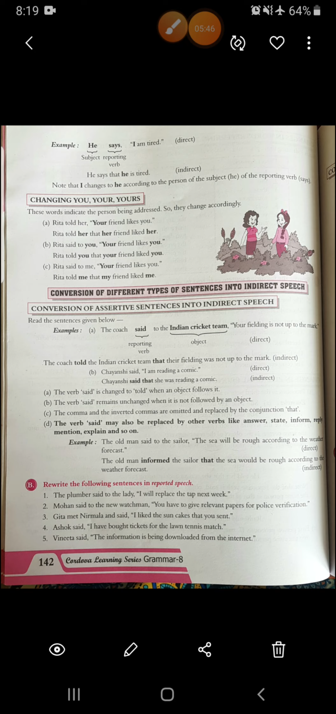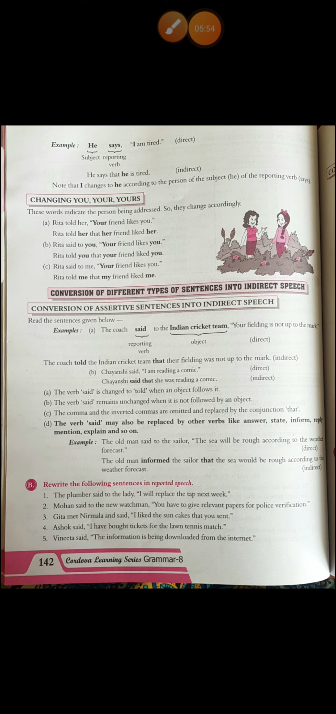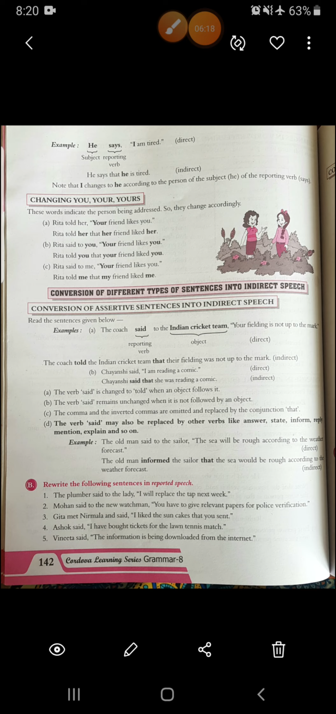Then the verb said may also be replaced by other verbs like answer, state, inform, reply, mention, explain, and so on. So there is an option, we can change said with these words also. Like, the old man said to the sailor, "The sea will be rough according to the weather forecast." So the old man informed, here he is informing. So he informed the sailor that the sea would be rough according to the weather forecast. That is why we have used inform here, because the old man is informing the sailor about something.